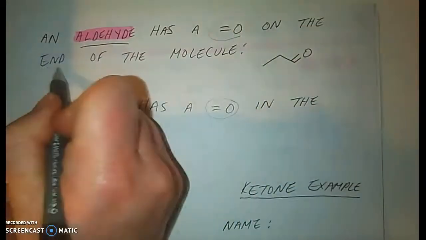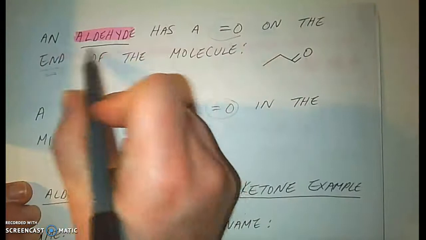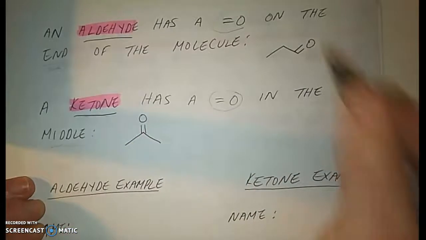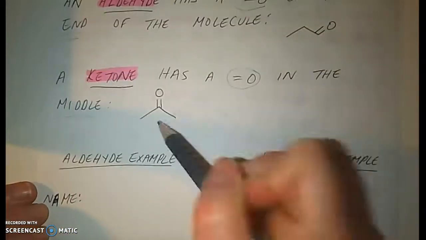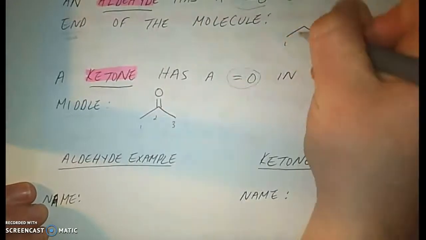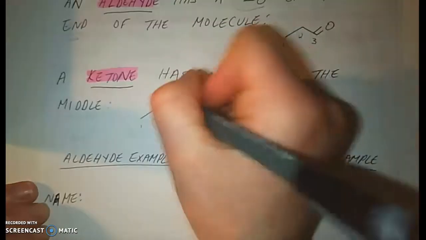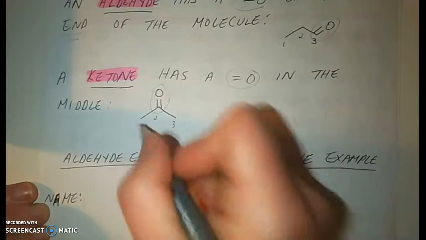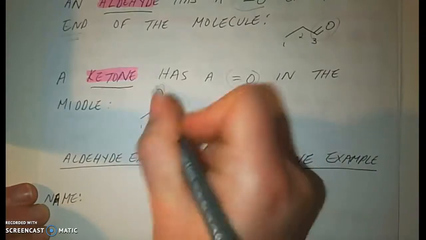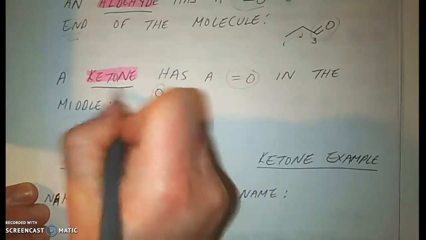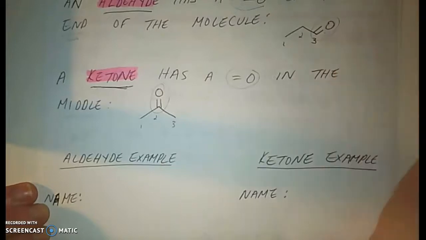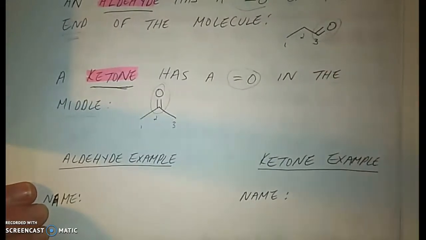If the oxygen is on the end of the molecule, then we consider that an aldehyde, whereas if it's in the middle of the molecule, we consider it a ketone. Okay, so in both these cases, I've got two structures here, and you can see that each structure has 3 carbons. Each structure has this double bond to oxygen, so they're very, very similar. However, this one has the double bond to oxygen in the middle of the chain, which is what makes it a ketone. This one here has the double bond to oxygen on the end of the chain, which makes it an aldehyde.